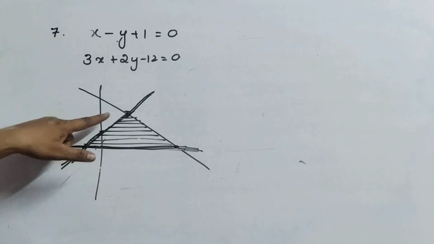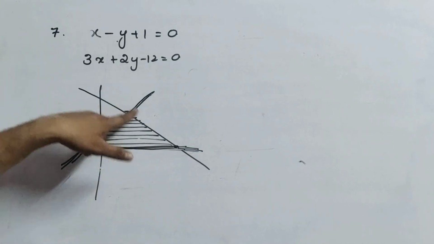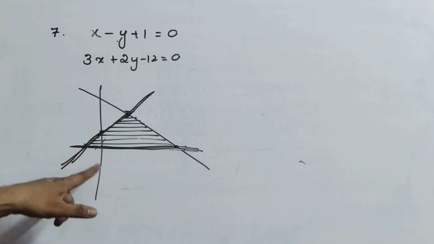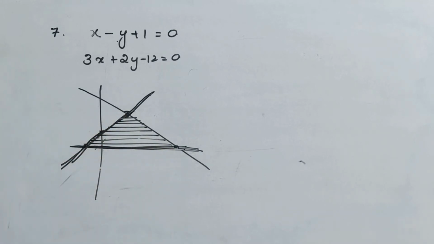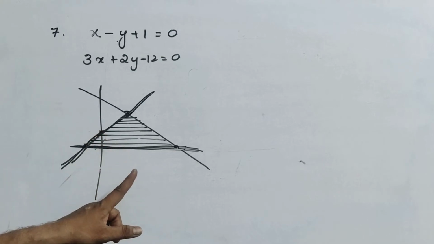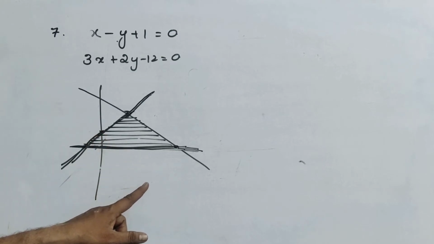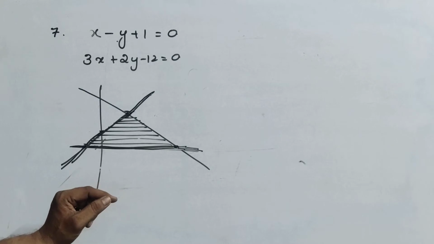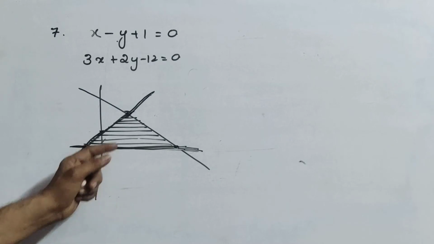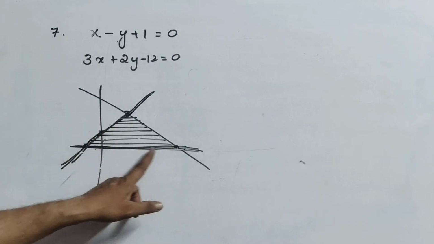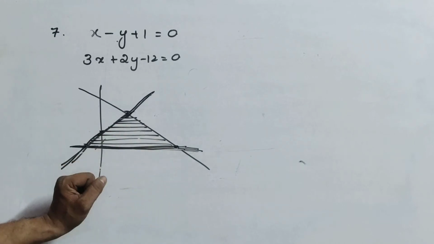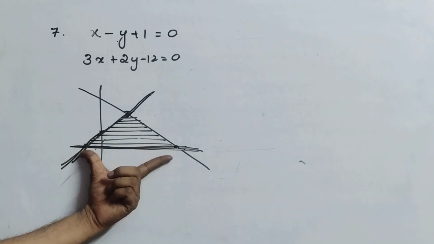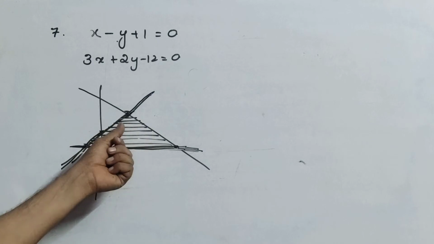Here, if you see clearly, it has formed a triangle. But in the question it is given very clearly: determine the coordinates of the vertices of the triangle formed by these lines and the x axis and shade the triangular region. Shade the triangular region, it is asking to take the x axis and shade the triangle. So from here, the triangle formed is to be shaded.